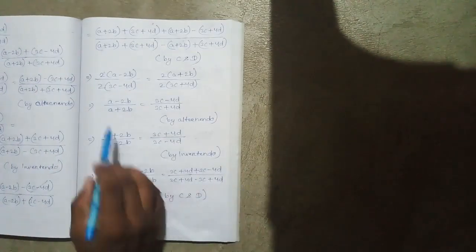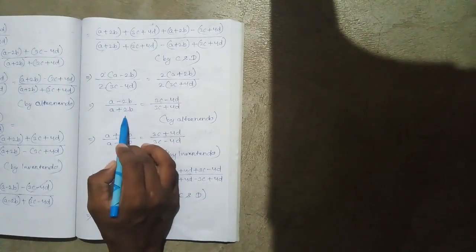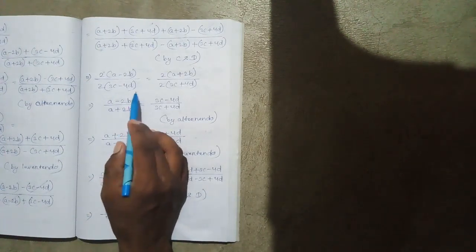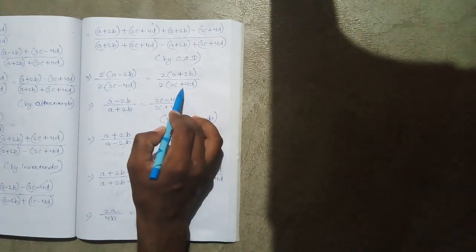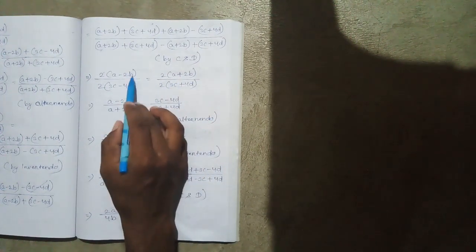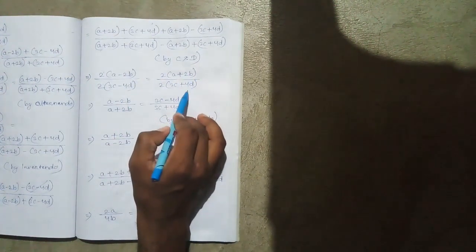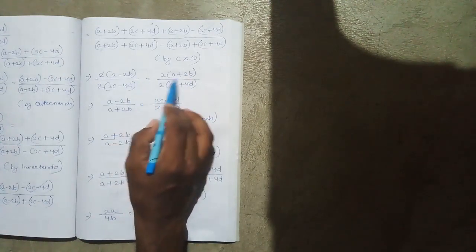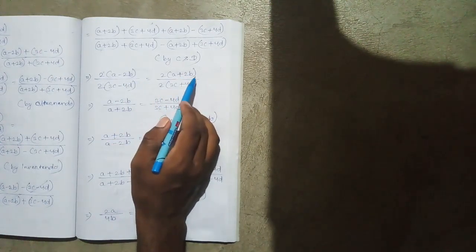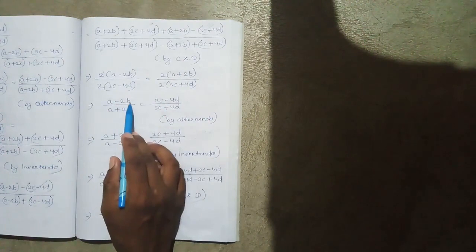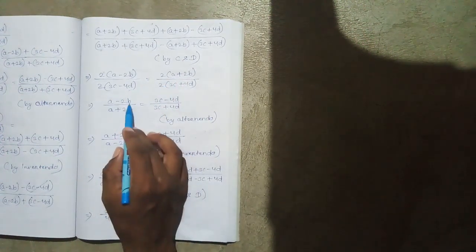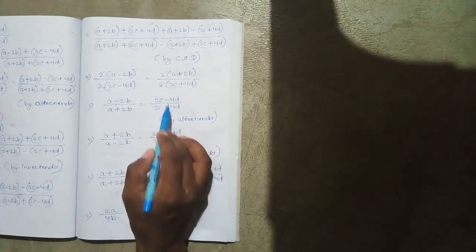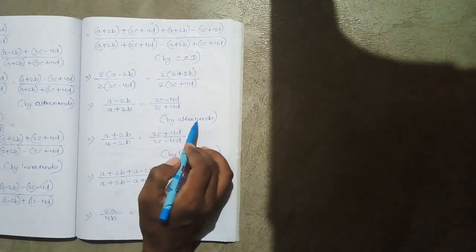Okay, 2 cancel. We get (a minus 2b) by (a plus 2b), (a minus 2b) by (3c minus 4d) is equal to (a plus 2b) by (3c plus 4d). Now these two do not match, so again use alternative exchange. On exchanging we get (a minus 2b) by (a plus 2b), exchange the means. Okay, (a minus 2b) by (a plus 2b) is equal to (3c minus 4d) by (3c plus 4d) by alternative.